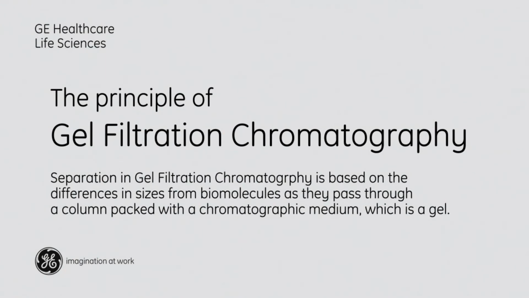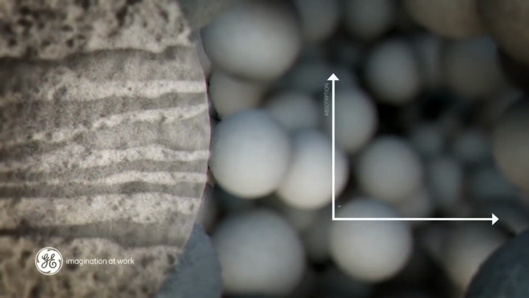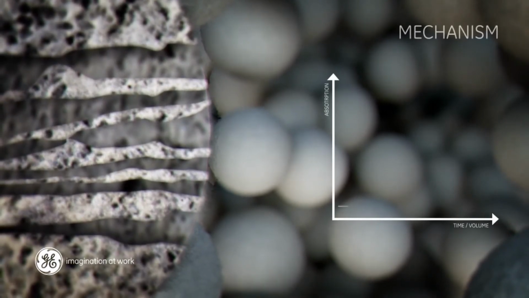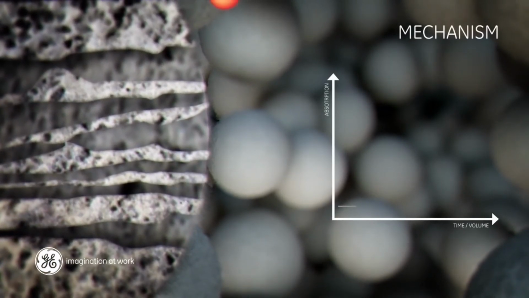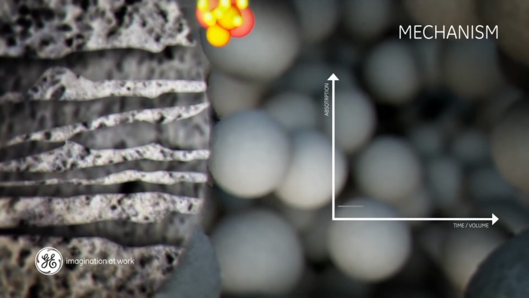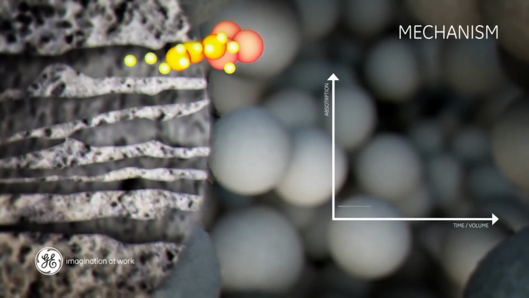Separation in gel filtration chromatography is based on the differences in sizes of biomolecules as they pass through a column packed with a chromatographic medium, which is a gel. Molecules larger than the pores in the gel are unable to diffuse into the gel and are confined to the solution surrounding the beads.